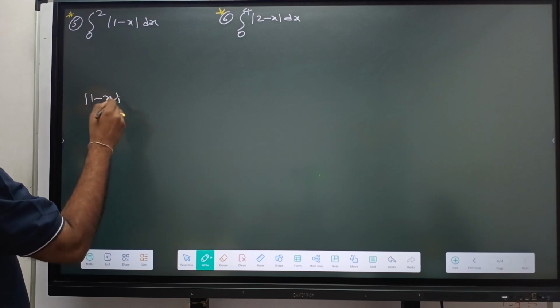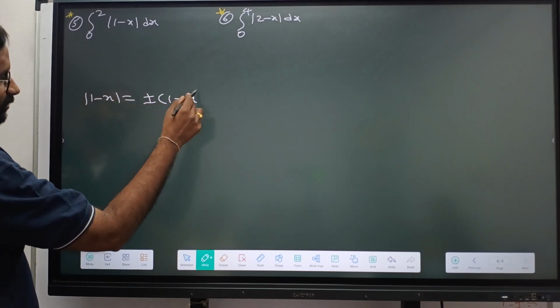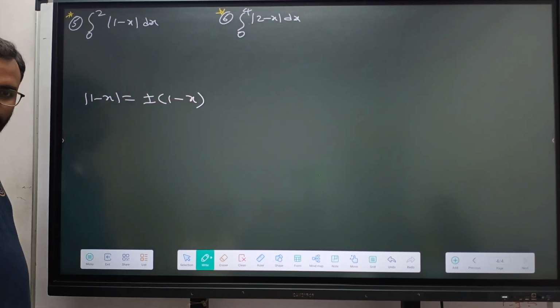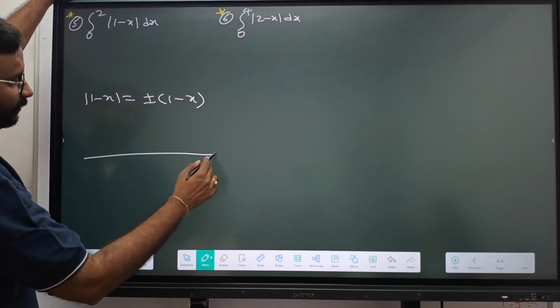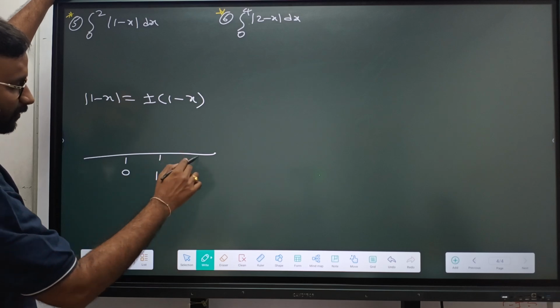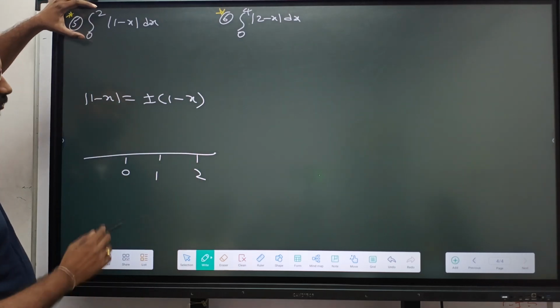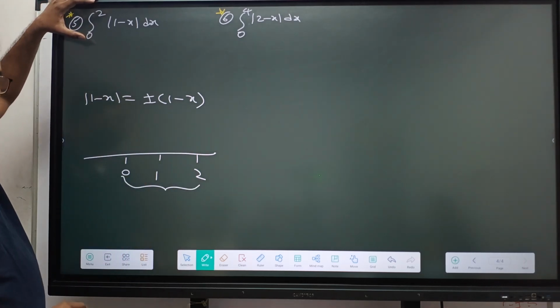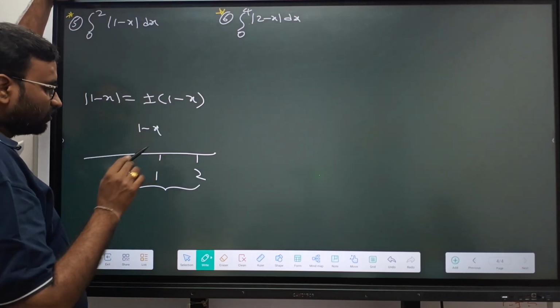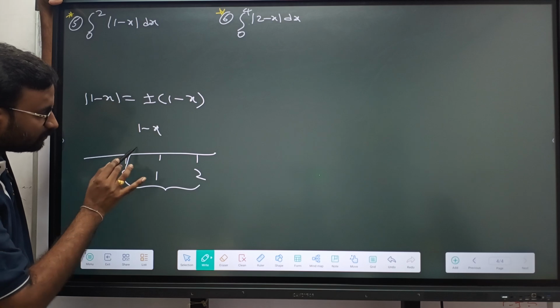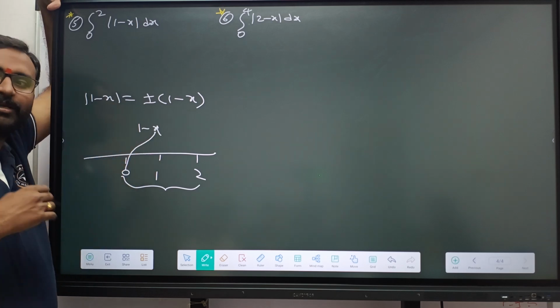Mod of 1 minus x may be plus or minus of 1 minus x, right? It may be plus or minus, but depending on the limits, we have to check. Number line: 0, 1, 2. 0 to 2 we have in the question. The function is 1 minus x. Now, if you take 0, you will get positive.